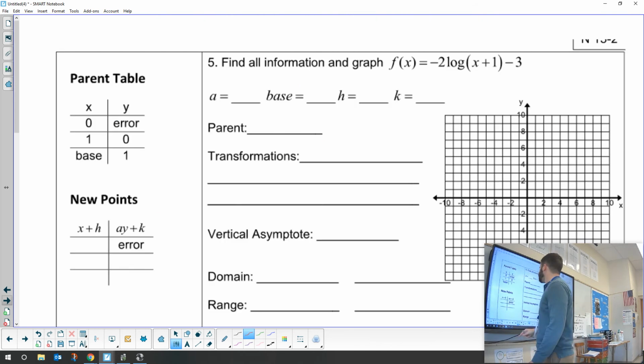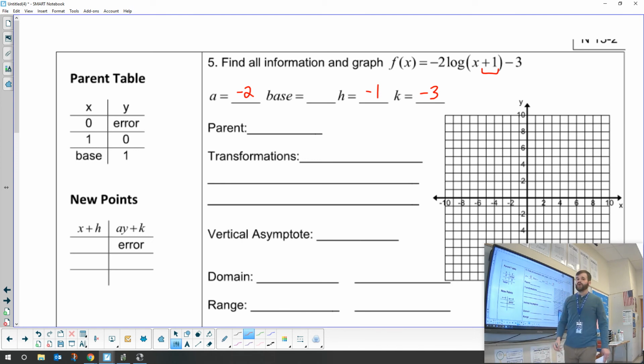All right. Now, on the page, let's take a look at number 5. So number 5, we're going to label my a, my h, my k, and my base. So my a is -2. My h is -1. Remember, it's the opposite of what's inside the parentheses. My k is -3. And my base, Mr. Martin, there is no base there. Remember, if we just have a log written without a base, that's going to be base 10. So we have a base of 10. So my parent function is just y equals log of x.